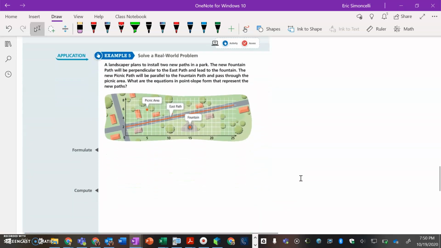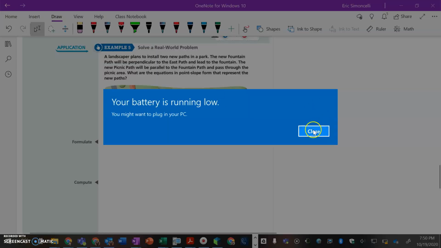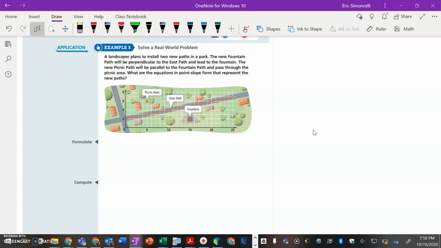Example 5. Solving a real-world problem. A landscaper plans to install 2 new paths in a park. The new fountain path will be perpendicular to the east path and lead to the fountain. So here's the fountain, here's the east path. The new picnic path will be parallel to the fountain path and pass through the picnic area. Here's your picnic area. From there, what are the equations in point-slope form that represent the new paths?